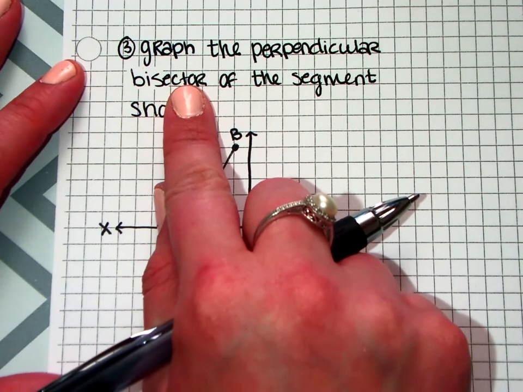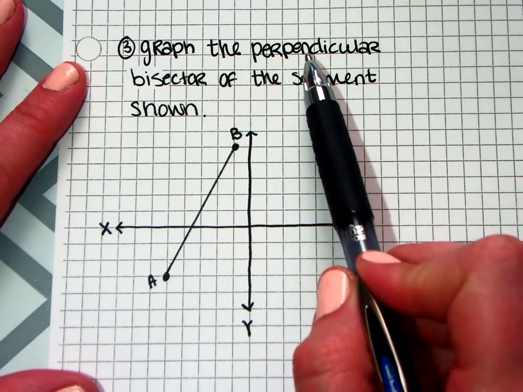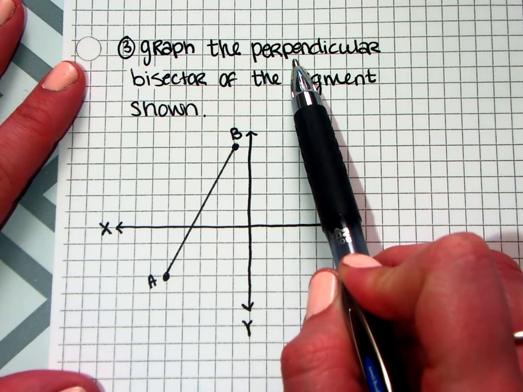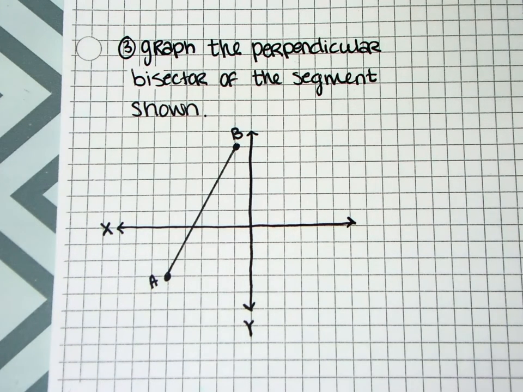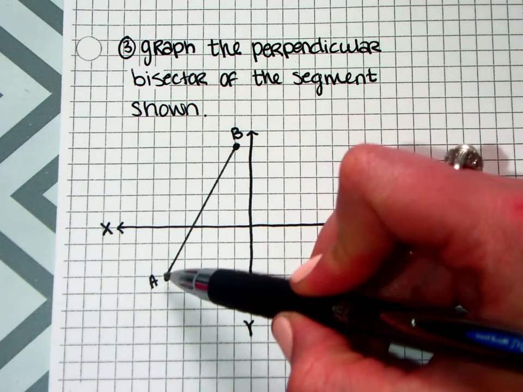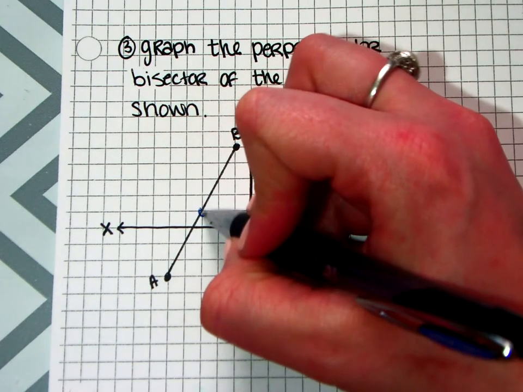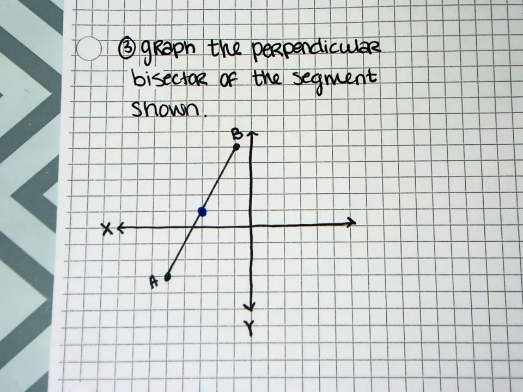Perpendicular bisectors do two things. They cross the segment at 90 degrees and they go through the middle. So the first thing you have to do is find the midpoint. For the most part, some of us can look at this segment and identify that the middle is here. If you cannot look at the segment and know where the middle is, that's okay. All you have to do is use the midpoint. So let's go ahead and start.